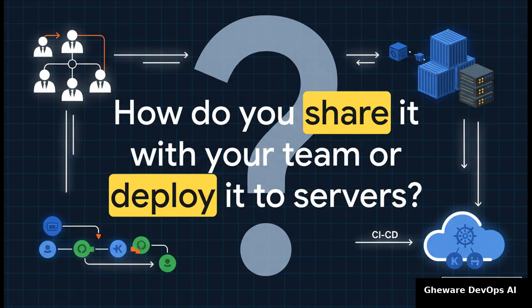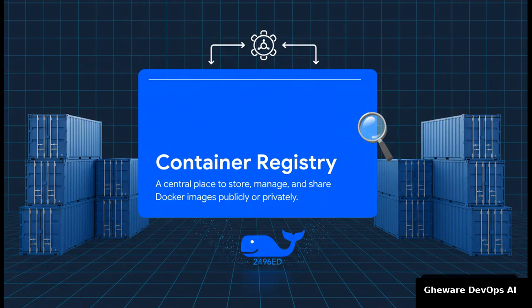How do you share it with your team so everyone's working with the exact same setup? Or how does your CI/CD pipeline, your automated workflow, get a hold of it? You can't just email a gigabyte-sized image file around. You need a central, shared space. And that solution is what we call a container registry.